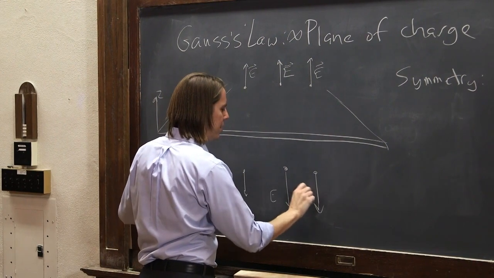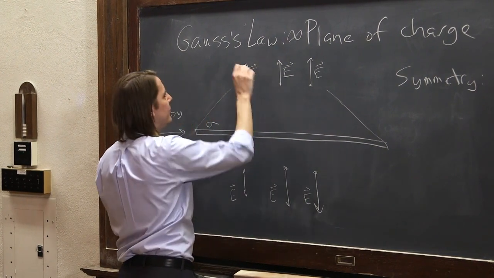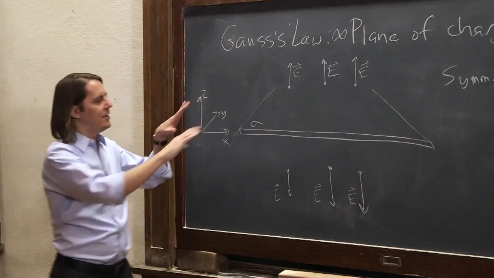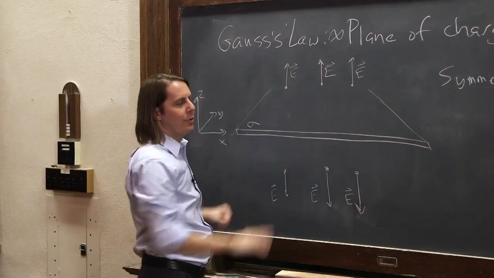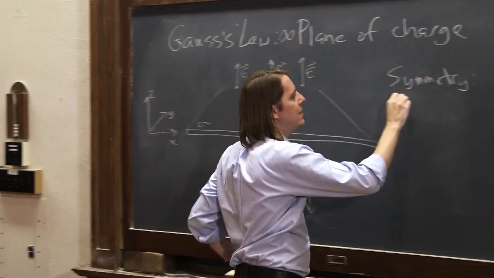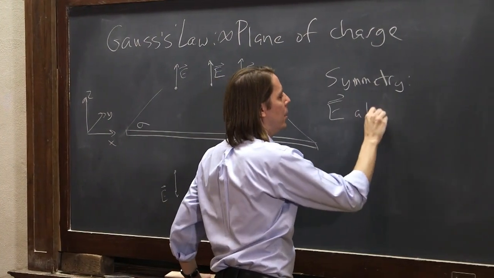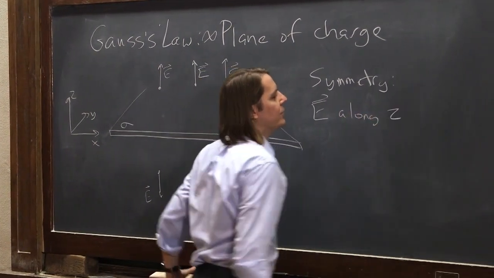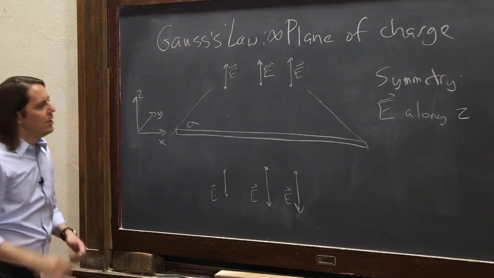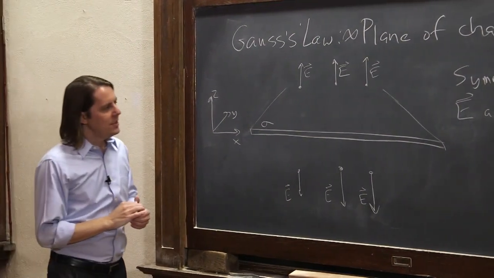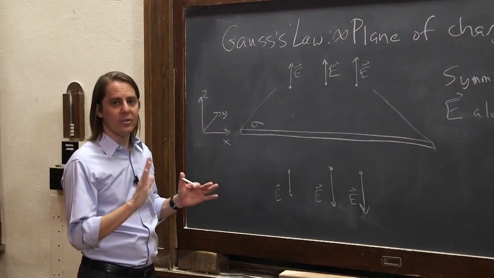So basically, symmetry tells us quite a bit. It says that the plane makes a field pointing away from the plane. So E will be along the z axis. Now that you know that, you need to pick your Gaussian surface.